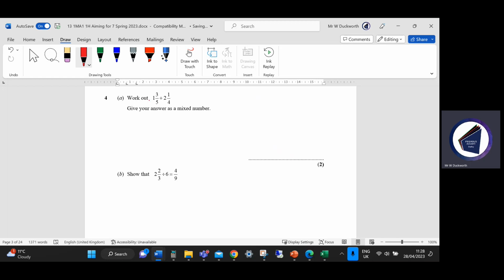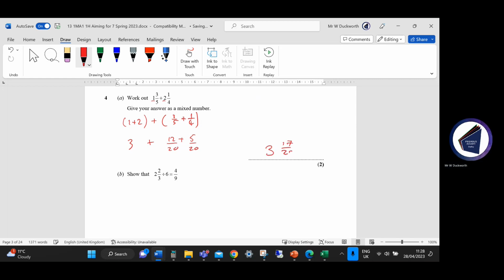So I'm going to split this into looking at my number parts first of all. So 1 plus 2, and my fraction parts separately. 3/5 plus 1/4. So I'm going to say that's 3 plus, and then my fractions need to go over a common denominator of 20. So I've times that one by 4, so that would be 12. I've times that one by 5, so that would be 5. So when I add that, then I get 3 17/20.